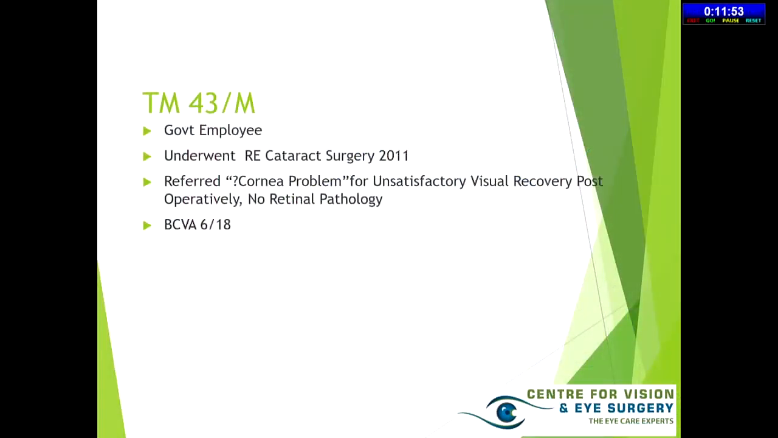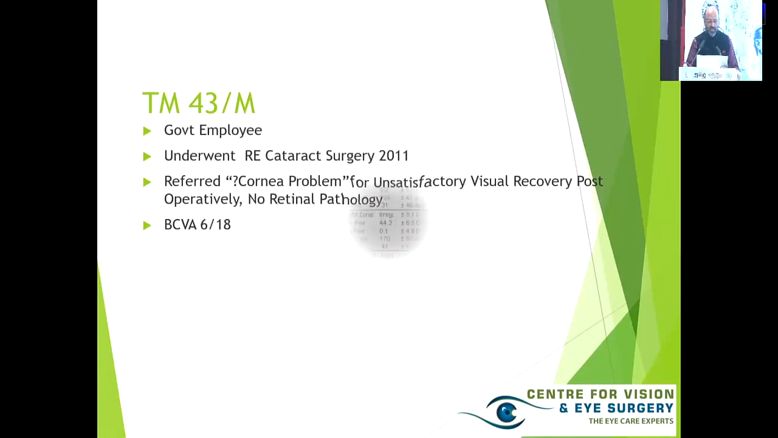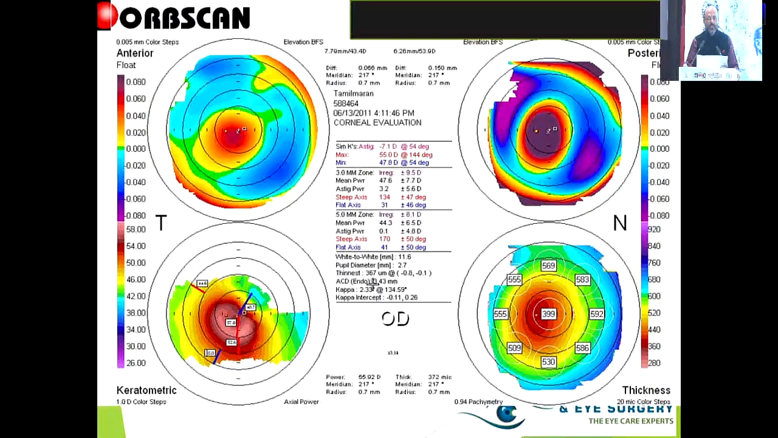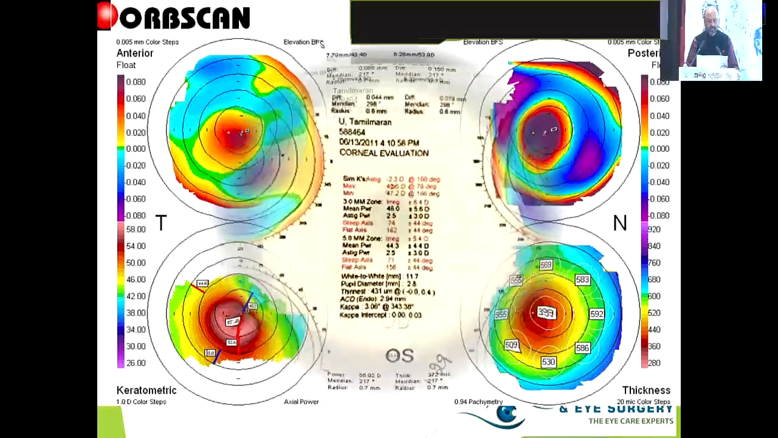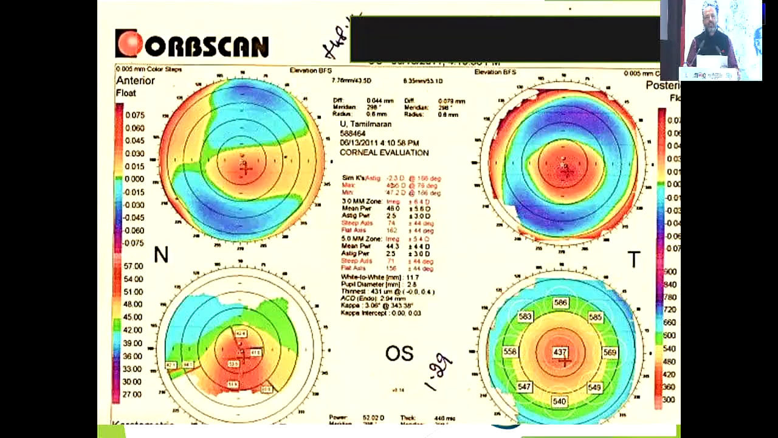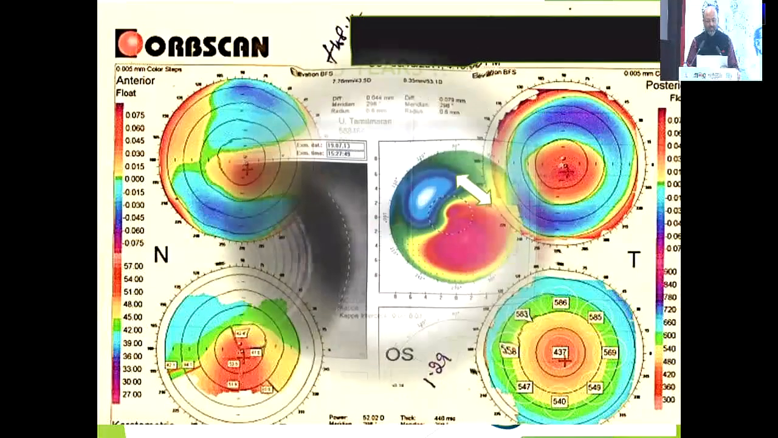I'll start with one patient of mine, a government employee, who underwent cataract surgery in 2001 and was referred to the cornea clinic as the last resort because the vision was not good post-surgery. When we put the patient on the scan, and that was when we had the Orbscan, this is the right eye and this is the left eye. When we delved into the history, we realized that the patient had undergone LASIK by one of the renowned surgeons about 15 years before the cataract surgery. And this was actually post-LASIK ectasia, which was undetected during normal scans.